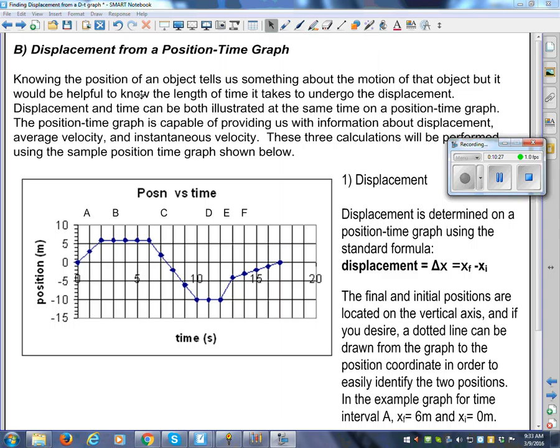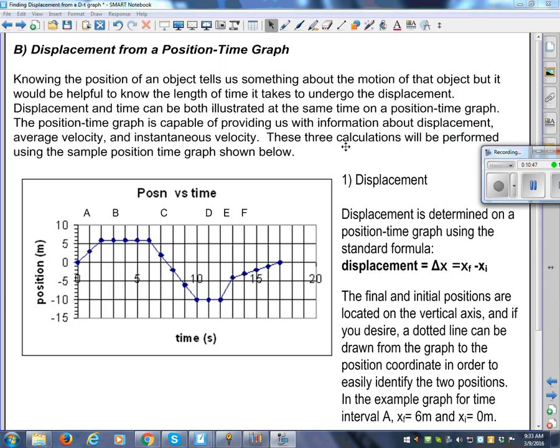Knowing the position of an object tells us something about the motion of that object, but it would be helpful to know the length of time it takes to undergo the displacement. Displacement and time can both be illustrated at the same time on a position time graph or displacement time graph. The position time graph is capable of providing us with information about displacement, average velocity, and instantaneous velocity. And we're going to be dealing with all of them. These three calculations will be performed using the sample position time graph shown below. You will notice here that all of the parts of the graph, the lines are straight for now.